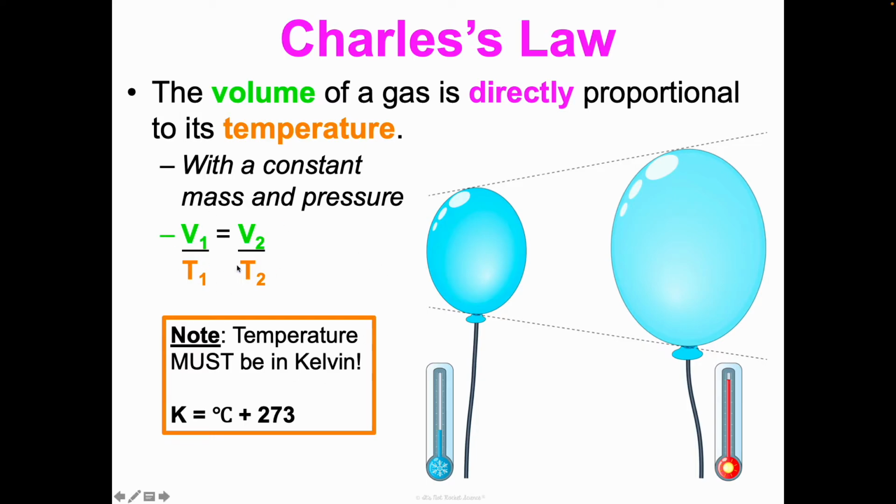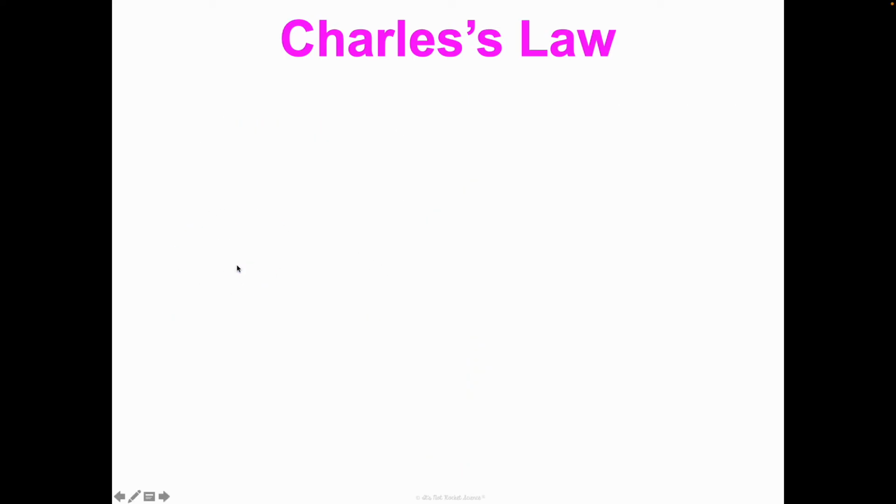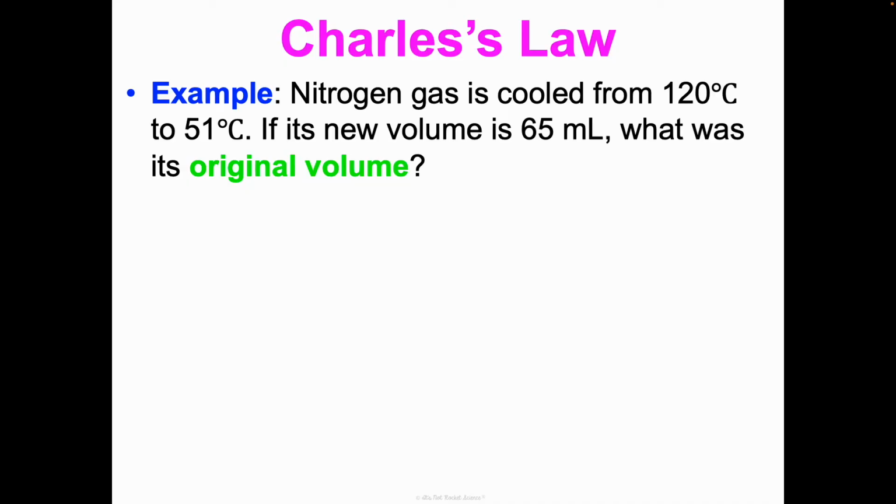All right, now let's put this into practice with a practice problem. So let's do an example. First, we have to read. Nitrogen gas is cooled from 120 degrees Celsius to 51 degrees Celsius. If its new volume is 65 milliliters, what was its original volume?